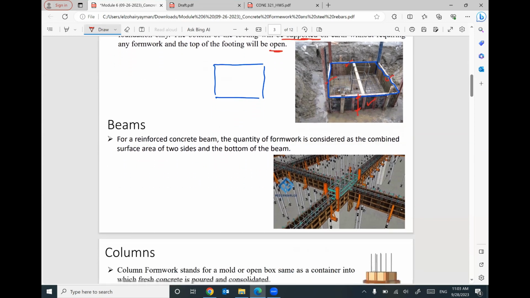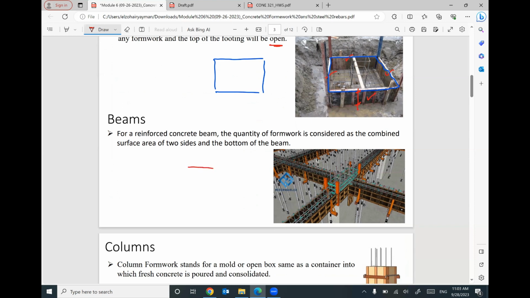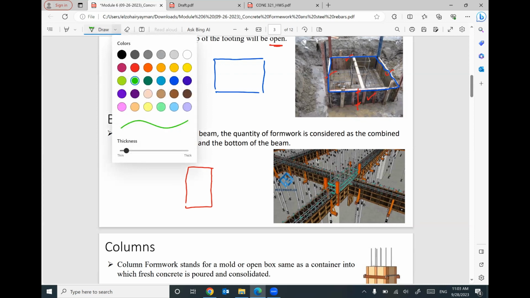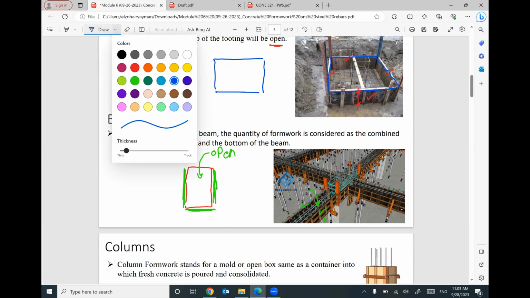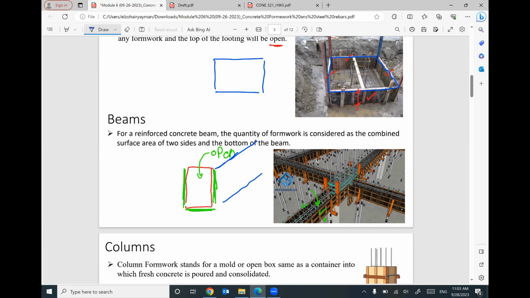If you are talking about beams, I will consider that your beam is a rectangle. I will consider the area of the four sides, this side, and this side, and the bottom side, because the top side will be open. As you see here, this top side is open. I have this side and the opposite side and the bottom side. So keep in mind, your beam formwork will be the area of this side, and we have another area for this side, and we have the bottom area for the bottom side. That makes sense?